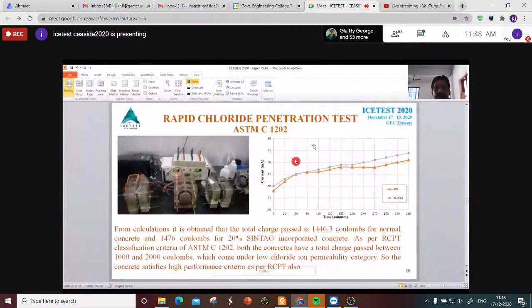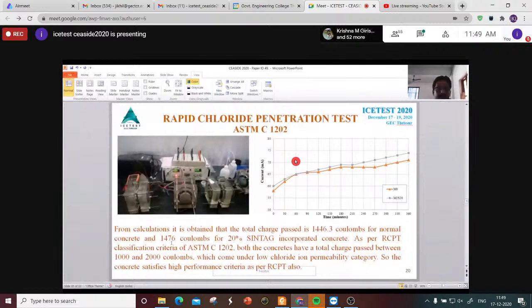Next is the rapid chloride penetration test as per ASTM C1202. This is the test arrangement, and this is the current versus time graph for 360 minutes. You can see both the M0, that is normal concrete, as well as the 20% Sindac fly ash concrete. Both the graphs are almost the same. Fiber reinforced concrete cannot be used for testing, as the conductivity of the fiber can affect the instrument.